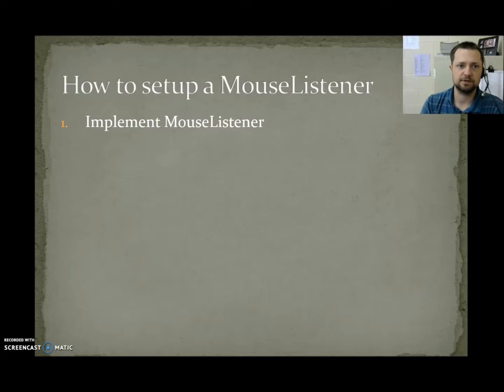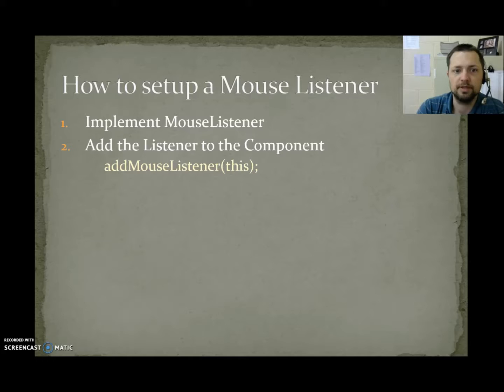How do you set up a mouse listener? You implement the mouse listener class, so that'll be done at the top of the file. We're going to see an example later, so don't worry if none of this makes a whole lot of sense yet. As long as you make notes over what the steps are, you'll be able to see me do them in the video.